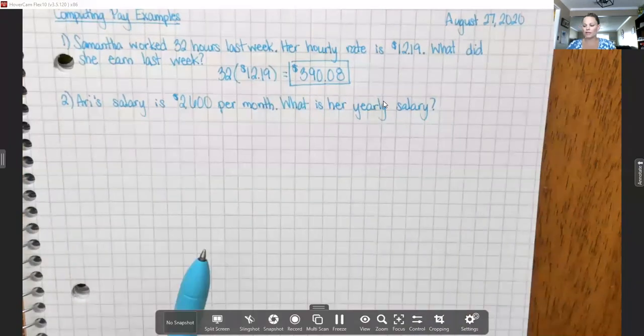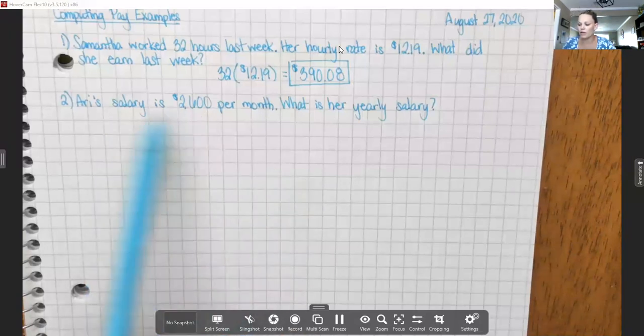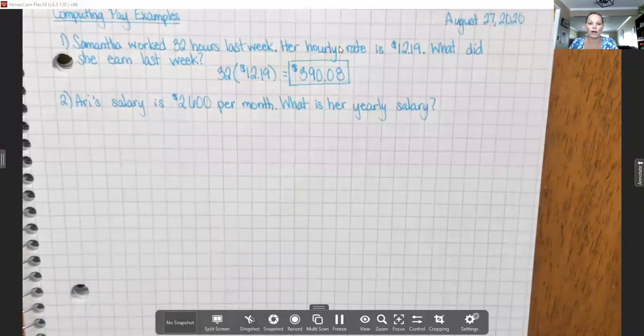We'll get more into salary later, but remember, salary is a set amount that you make no matter how many hours you make or how many hours you work. You're often required to work a minimum number of hours, but you get that same pay no matter what.